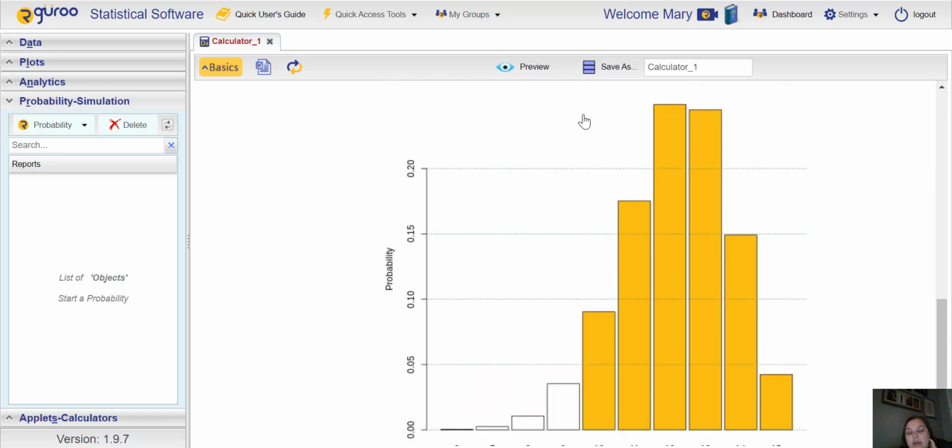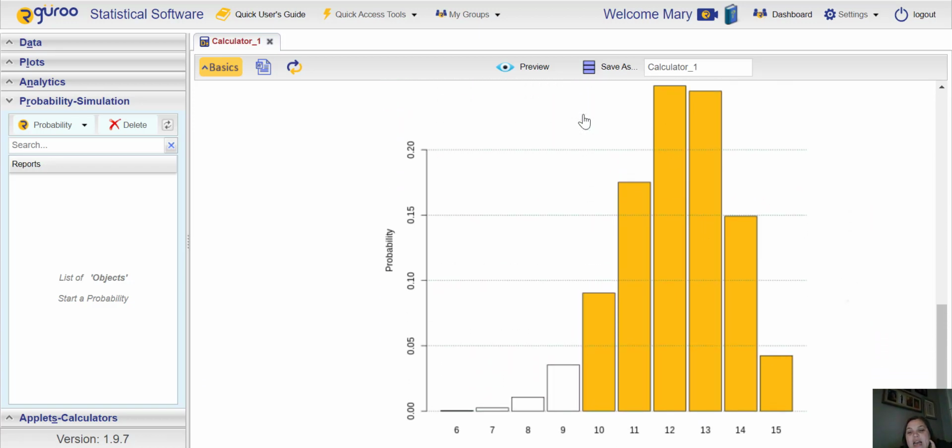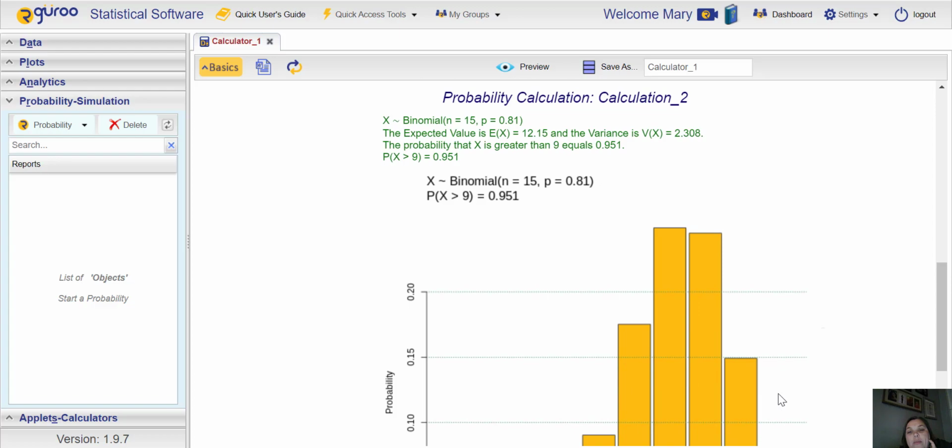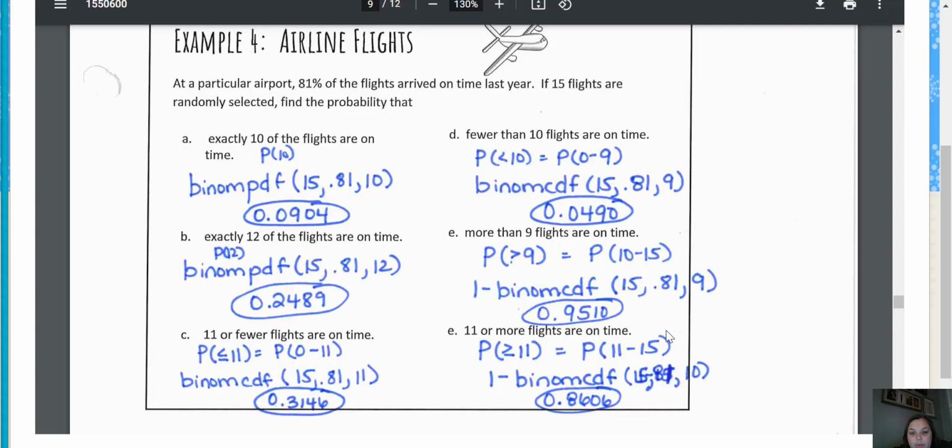And looking at calculation 2, I can see that the numbers here that we're graphing are more than 9: 10, 11, 12, 13, 14, 15. And that probability was 0.951. Same thing that we got with the TI calculator. And we'll do one more. What's the probability of 11 or more flights are on time?